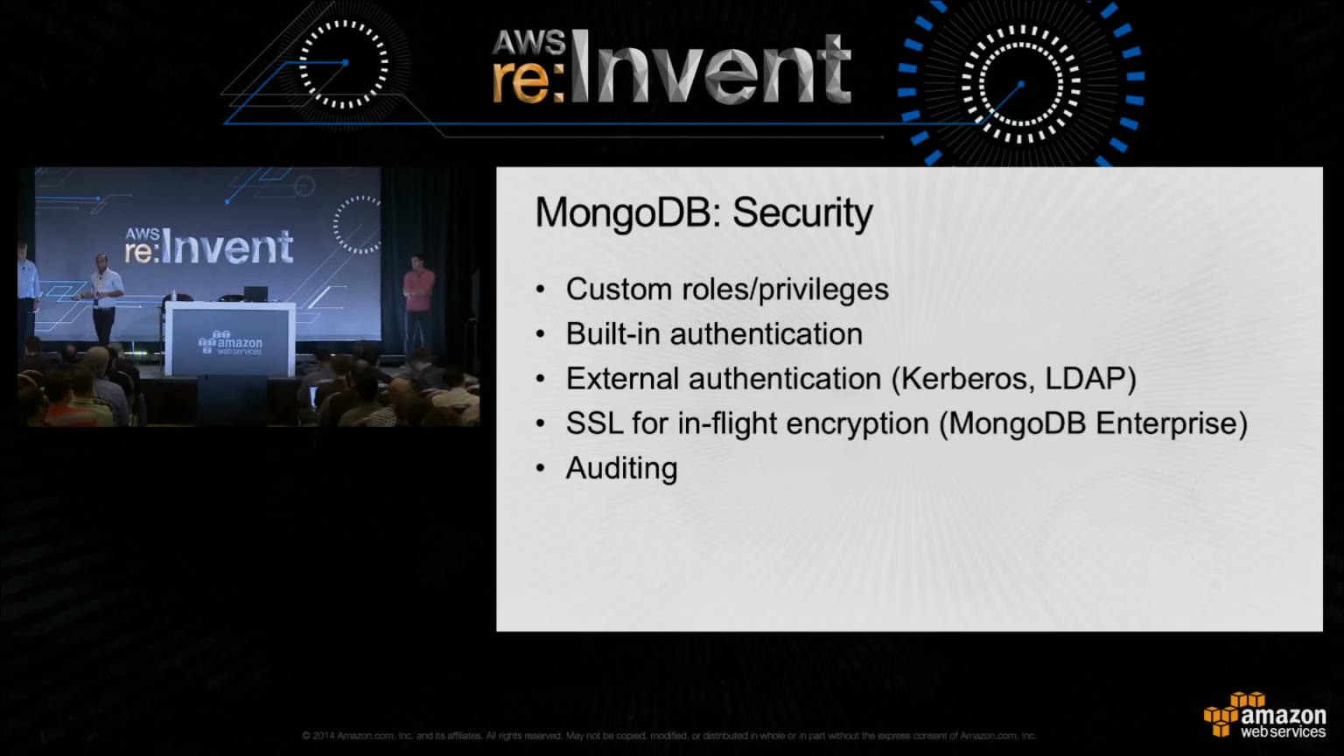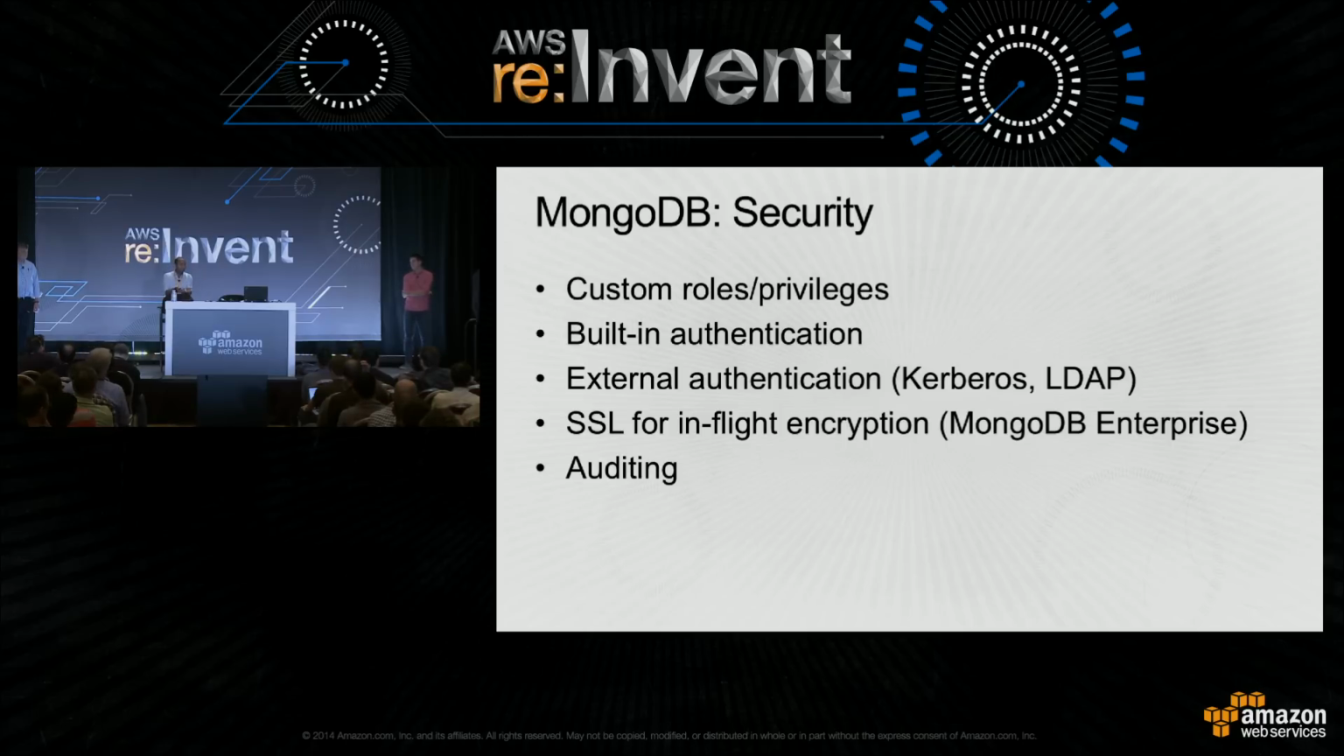MongoDB also has built-in authentication, or it can provide authentication via external authentication, such as Kerberos, LDAP, X.509 certificates, or even Active Directory. With MongoDB Enterprise, you can also get SSL, so your data is basically encrypted over the wire. So when the clients are connecting to a MongoDB server, the connection is encrypted.